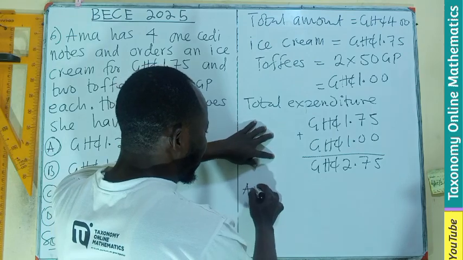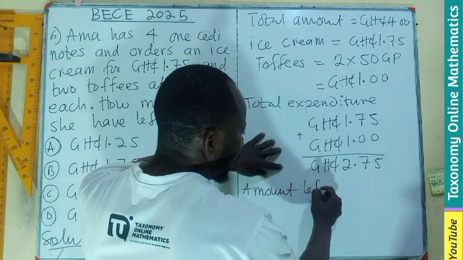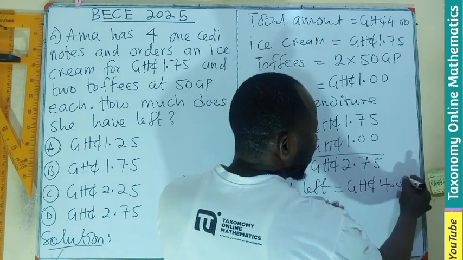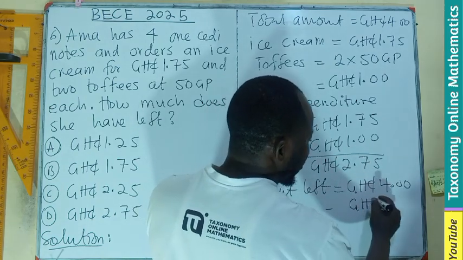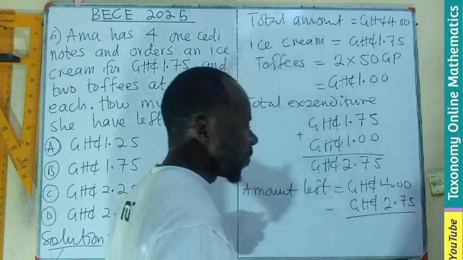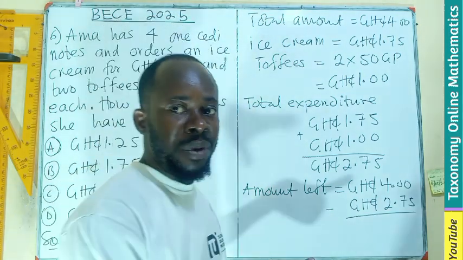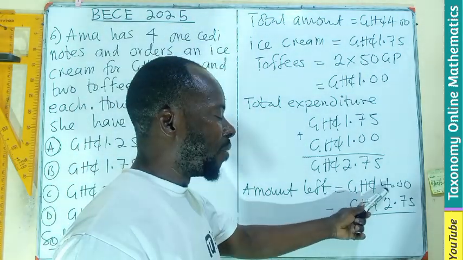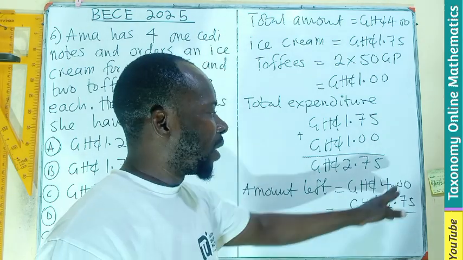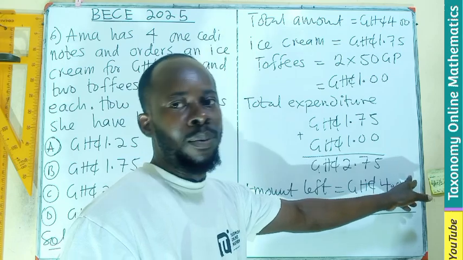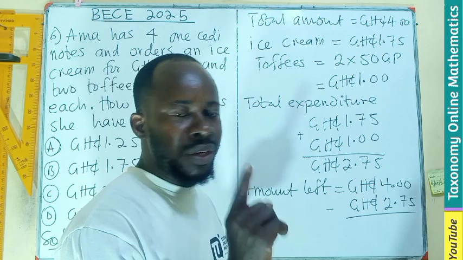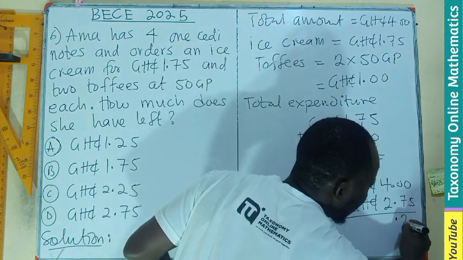So we can see the amount left is going to be the amount that she had, 4 Ghana cedis, minus the amount spent, which is 2 Ghana cedis 75 pesos. 0 minus 5 will not be ideal, so we borrow 1 from here, remaining 3. Put it here, that becomes 10. But as you move away, it becomes 9. Then this becomes 10. 10 minus 5 is 5. 9 minus 7 is 2. So in this place we have 25.